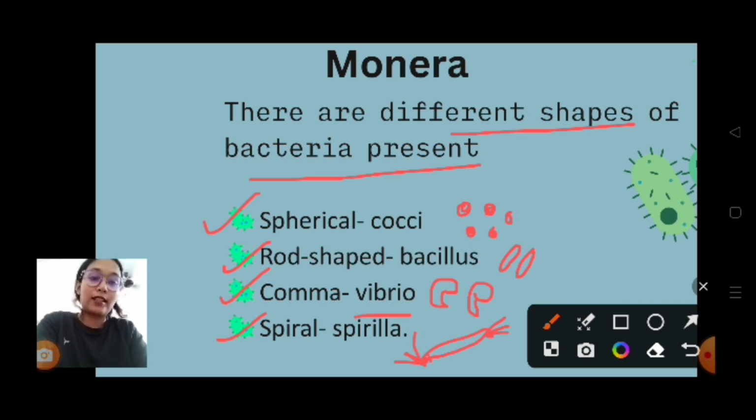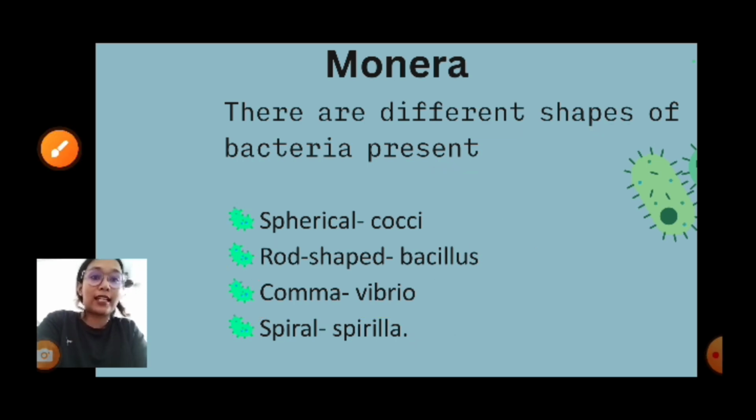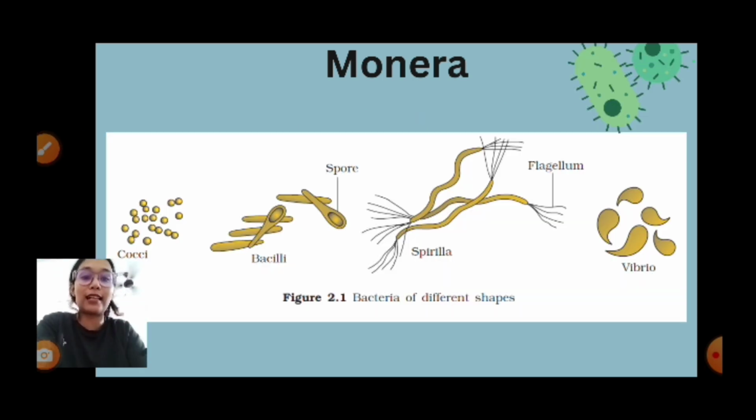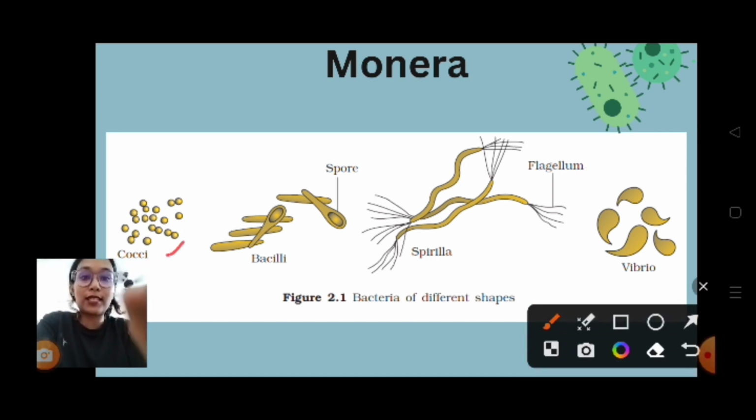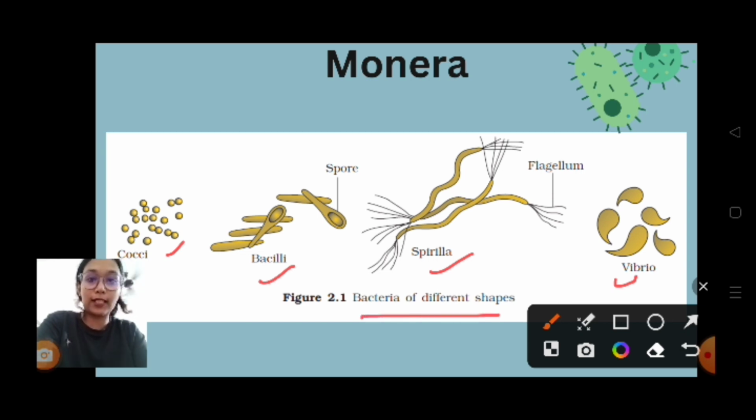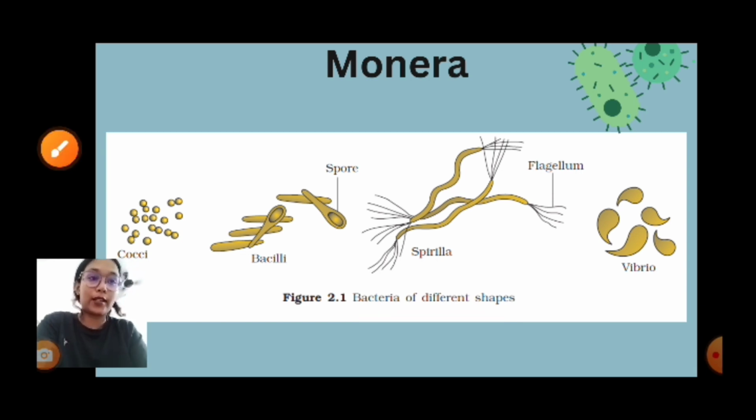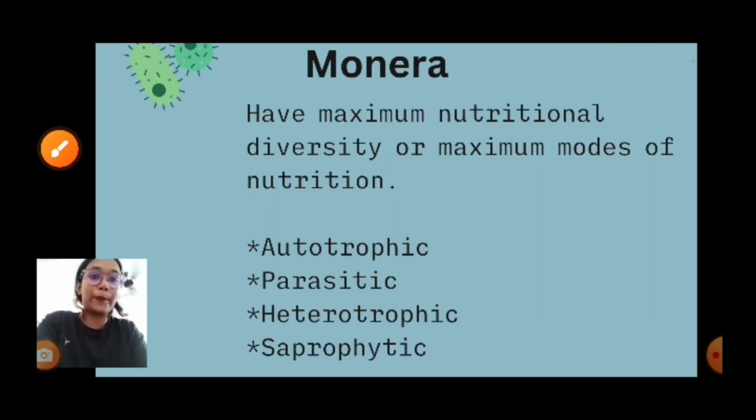It will be more clear when you see the diagram of the 4 different shapes of bacteria. Moving on to the next slide. These are the diagrams. Cocci, spherical, you can see. Bacillus, rod-shaped. Spirilla. Vibrio, comma-shaped. Is it clear to you? The 4 different shapes of bacteria. Moving on to the next slide.